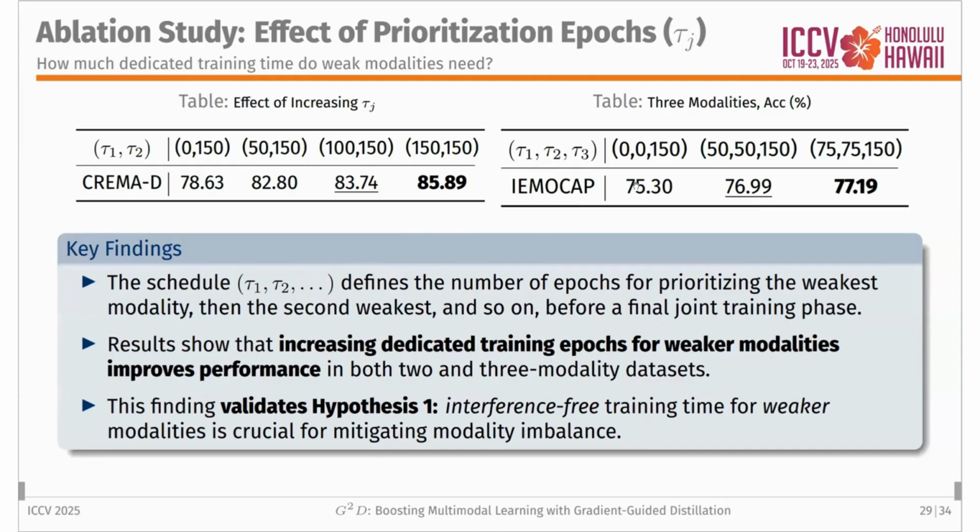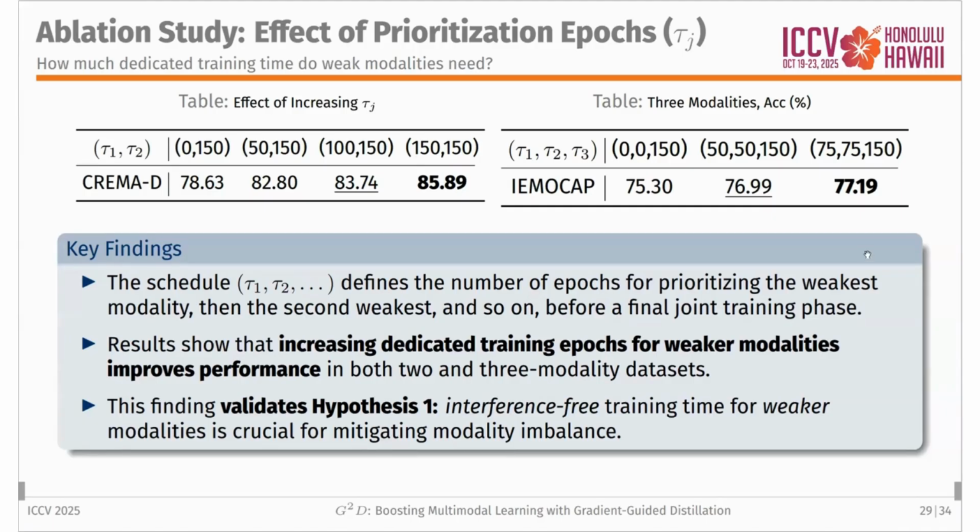It is a 3-modality dataset. So the first one shows using only the G2D loss module and training it for 150 epochs. The second one shows where we train the least confident modality for the first 50 epochs. The next 50 epochs, we do it for the second least confident modality. And for the next 150 epochs, we train all modalities together. And the same goes for the 75, 75, 150. And we see that as we increase the number of epochs for the weaker modalities to be trained in isolation, the performance improves. And this validates our hypothesis 1, which states that interference-free training time for weaker modalities is crucial for mitigating modality imbalance.